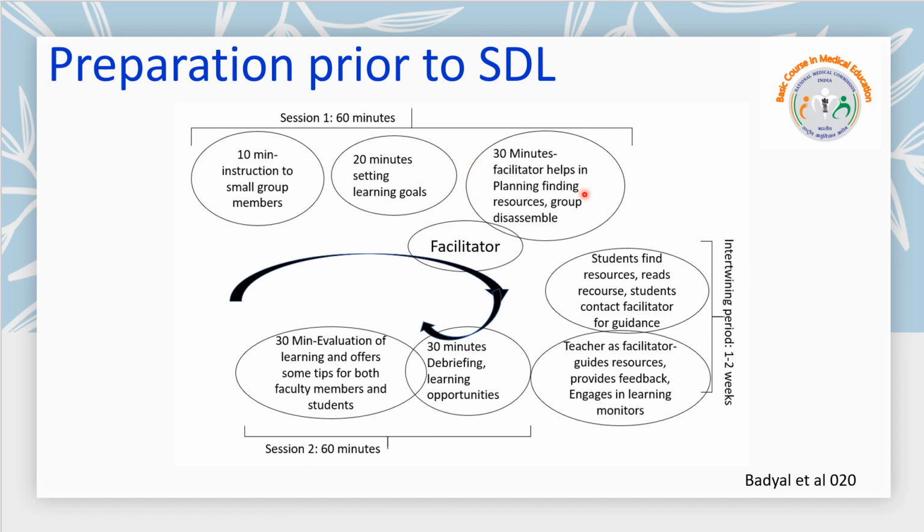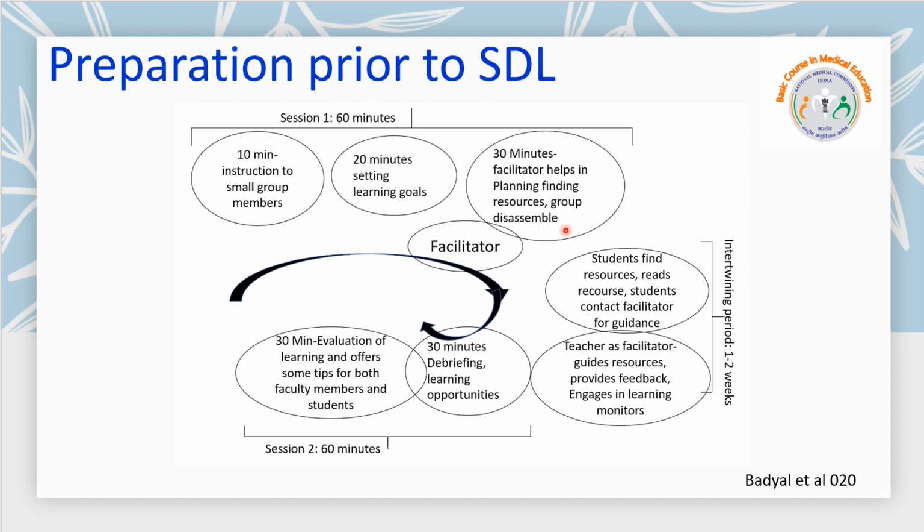And in the next 30 minutes, the facilitator will help with planning and finding resource material, and the group will disassemble. The facilitator will suggest the books and online sites you can consult, and where, in the ward, this thalassemia baby has been admitted for blood transfusion, you can see that patient. In this way you can guide.